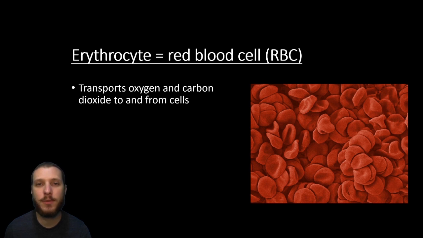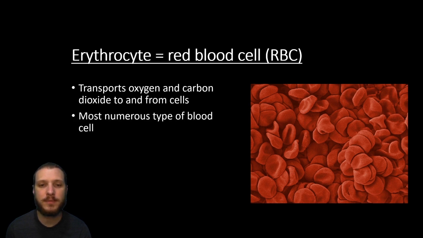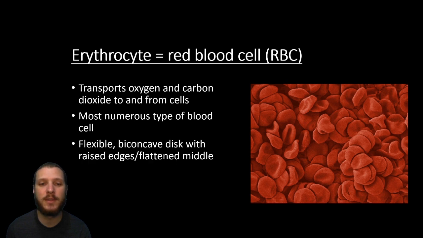So then looking at the different blood cells, the first one is going to be the red blood cell, which is called an erythrocyte. And the job of the red blood cell is to transport oxygen and carbon dioxide to and from cells. So obviously this is very important. We're going to have many, many red blood cells. By far they make up the most cells of the body. I believe it's 80% of our body cells are going to be red blood cells. So obviously then it's going to be the most numerous type of blood cell.